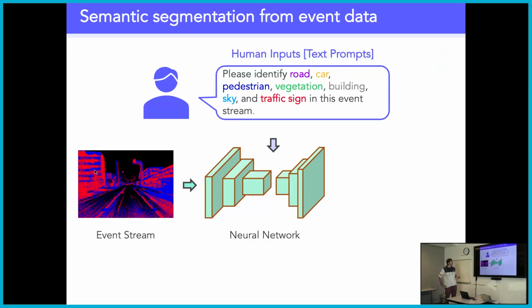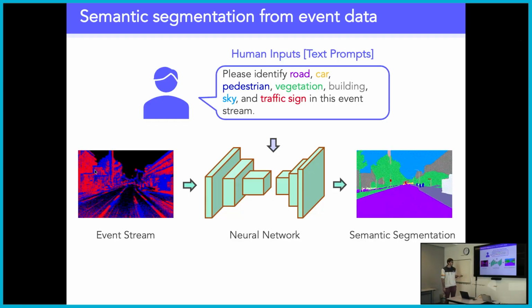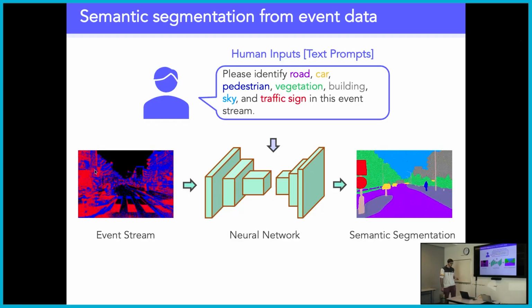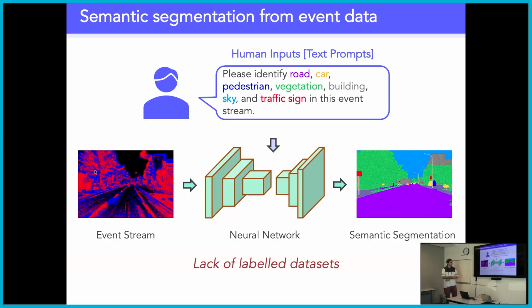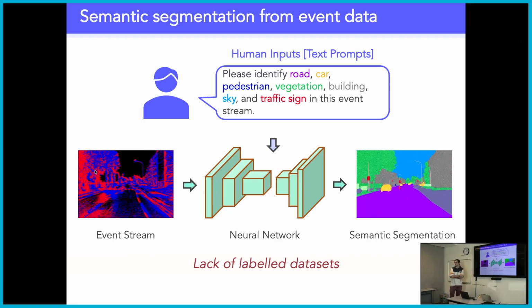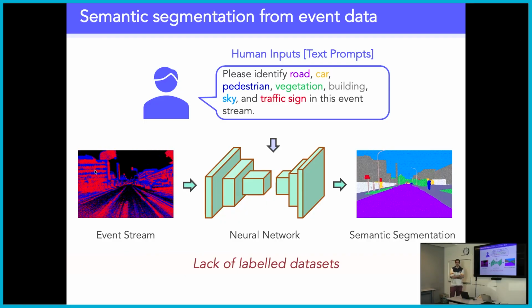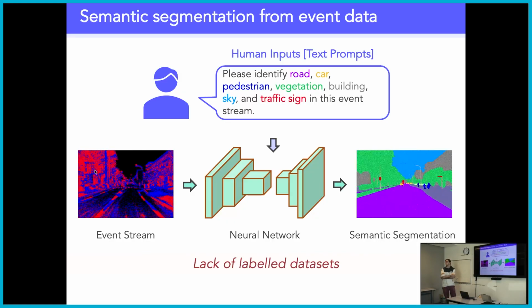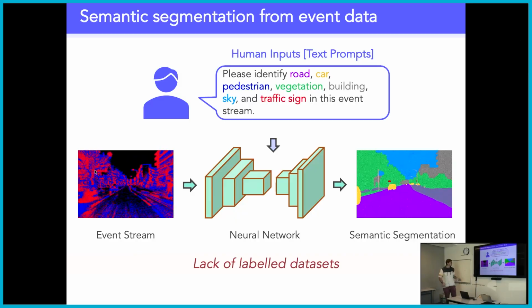And so here, what we wanted to do is to do semantic segmentation from event data. The idea is to have a human input, a text prompt with different categories, and to be able to extract from the event data the different categories of the scene. One of the issues here is that there are not so many event-based datasets, and specifically when we started this project. So it's difficult to train networks in this case.